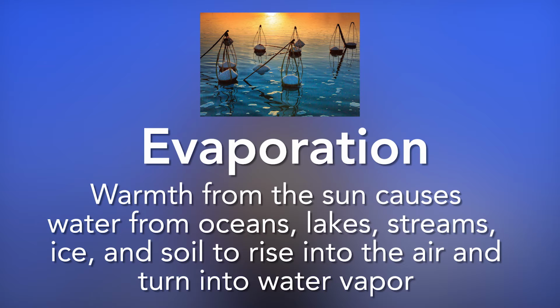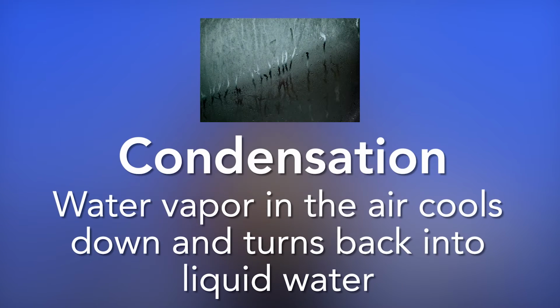Water vapor droplets join together to make clouds. And then we move to condensation. That is when water vapor in the air cools down and turns back into liquid water. To precipitation.